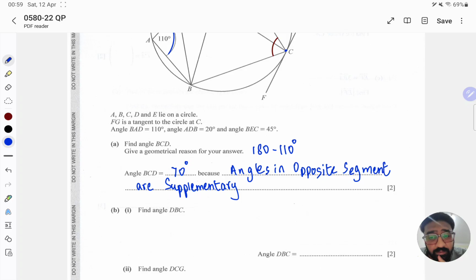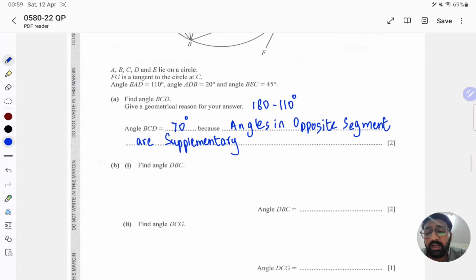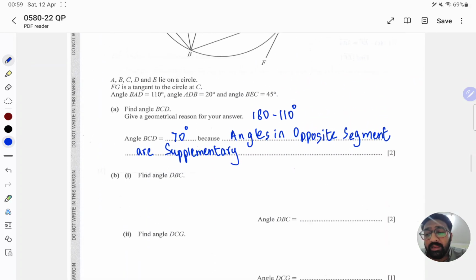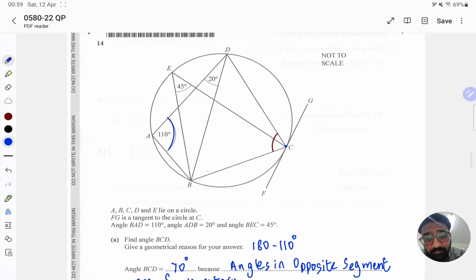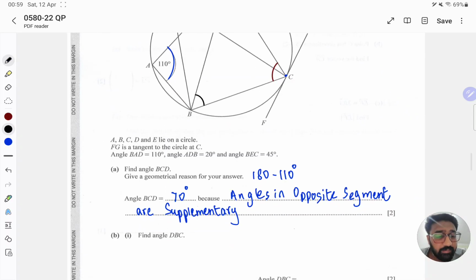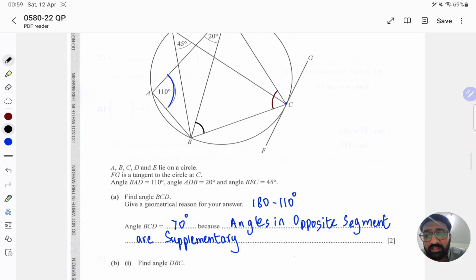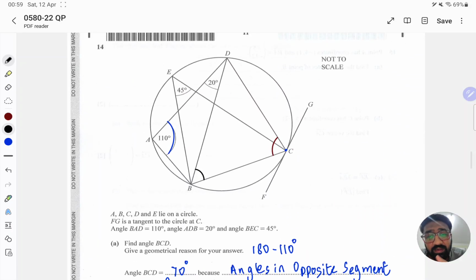Okay, question number 14, part B, part 1. Find angle DBC. So we need to find out D, B and C. So this is the angle that we need to find out. So there will be a few additional steps required for finding that. First of all, we need to see if there is any property applicable. Yes, this property, that angle 45 and this angle D over here, they both lie in the same segment.